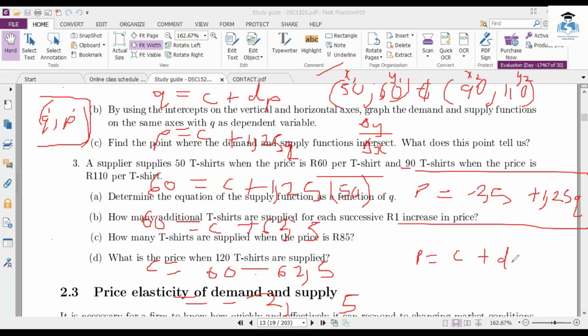Or DQ. No, now they wanted you to find this one. Determine the equation of the supply function as a function of Q. So this is what we did. So all this that we were doing.